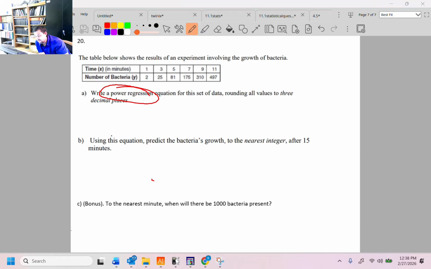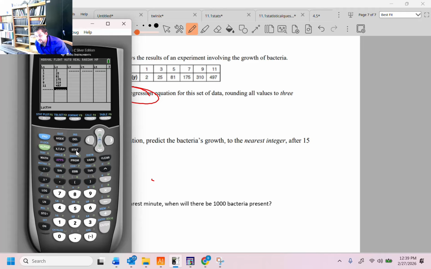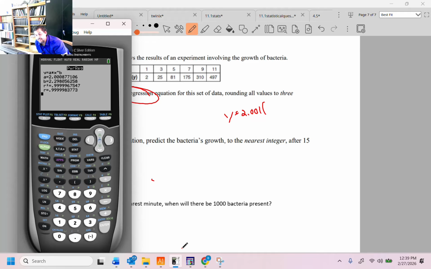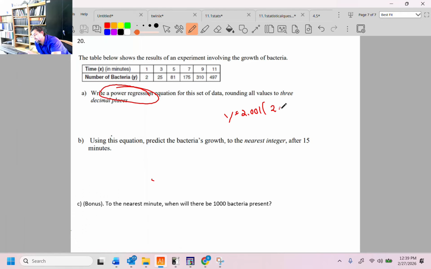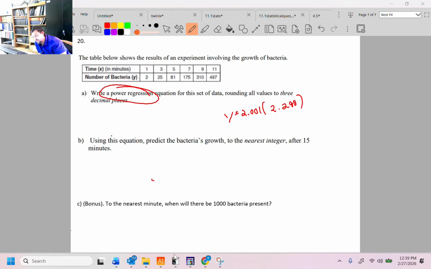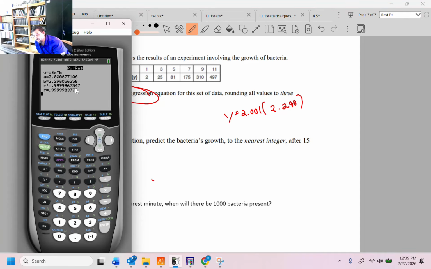All right, so come on. I don't have time here. Open my calculator. I'm going to go to stat. I'm going to go to calc. I am going to go down to power regression. Then I'm going to scroll my happy little butt down to calculate. And there you go. 2.001. Y equals 2.001. The base, I usually wrap them in parentheses, 2.298. And then if you look, kids, it's showing you the layout up here. Raised to the x.